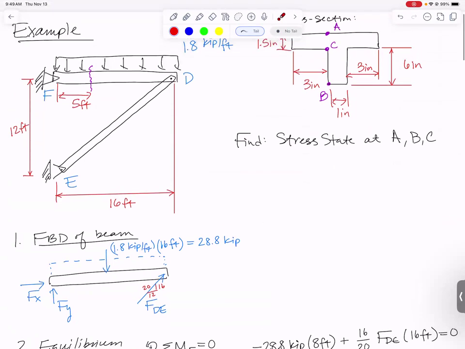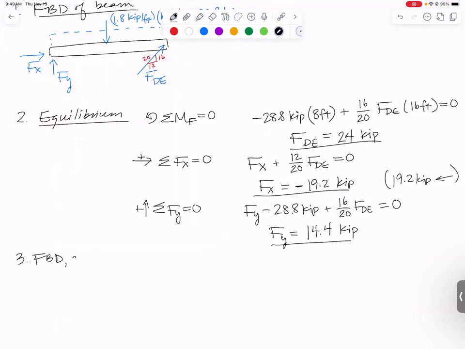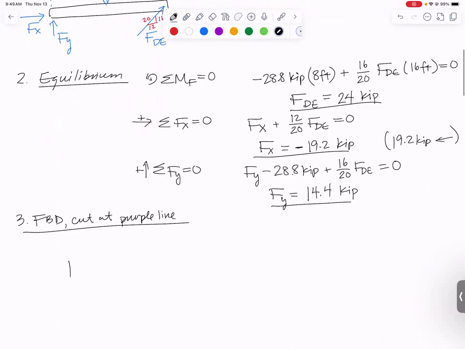Remember what we're looking for? We're trying to find stress state. To find stress, you always need internal loads. And what I just found were all the forces that are applied externally to this beam. If I want to find the stress state right here, I have to cut it open right here and keep either everything to the left of the cut or everything to the right of the cut. I do another free body diagram where we've cut at that purple line. What does my free body diagram look like?